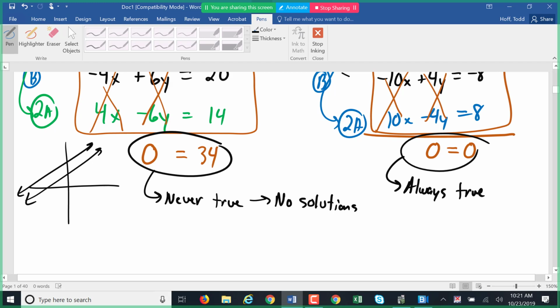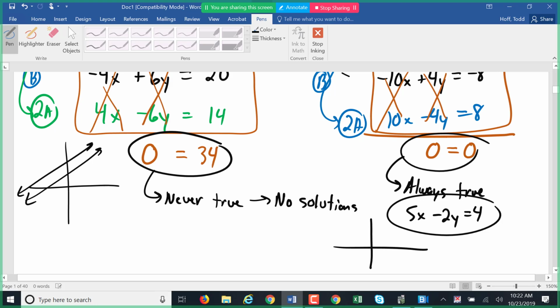So what that means is the solution is any point on either equation. So I can just write down one of the equations. 5x minus 2y equals 4 is the solution to that system. What that is saying is if I graphed those lines on the graph, not only are those lines parallel, but they're the same line.